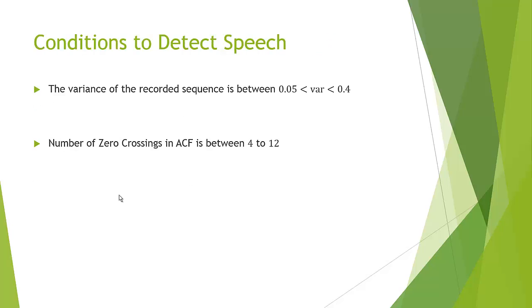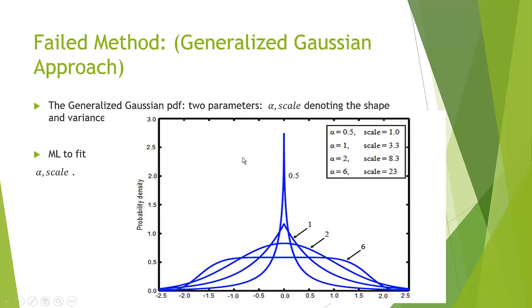So in order to detect speech, there are 2 things that I consider. First is the variance of the recorded sequence, which was between 0.05 and 0.4 for speech, and then the number of zero crossings in the observed autocorrelation function, which is between 4 and 12.